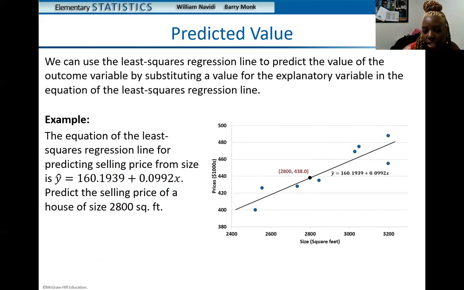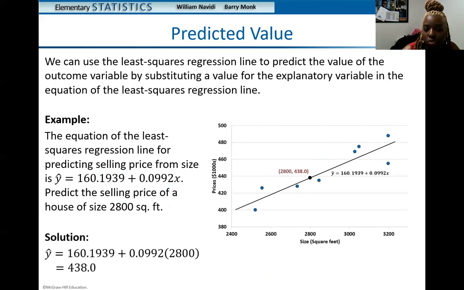So when you put 2,800 in here and you work it out, you'll get a y of about 438.0. Okay, so you could pop that in your calculator and see. Again, I'll do an example in a few.